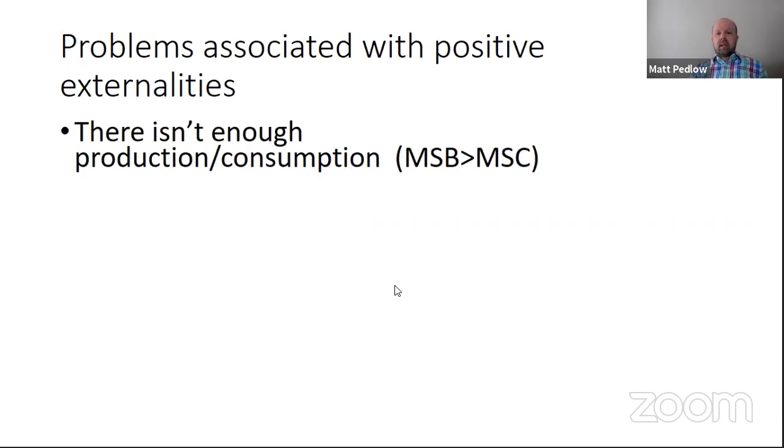The first, the big one, the marginal social benefit is greater than the marginal social cost. So remember, marginal, additional. So the additional benefit to society is greater than the additional cost to society. So we're not recognizing that in the marketplace. We are not creating enough. There's not enough consumption at that level, or production at that level. Think about vaccines.